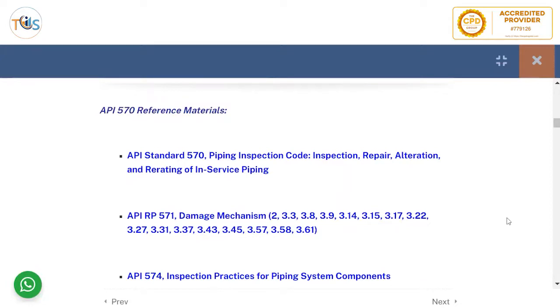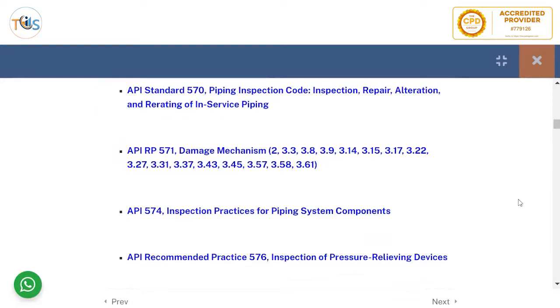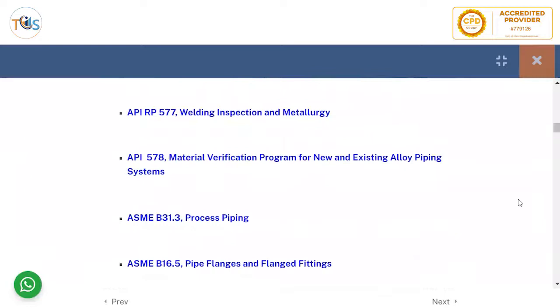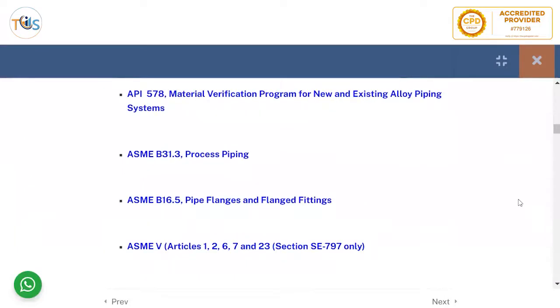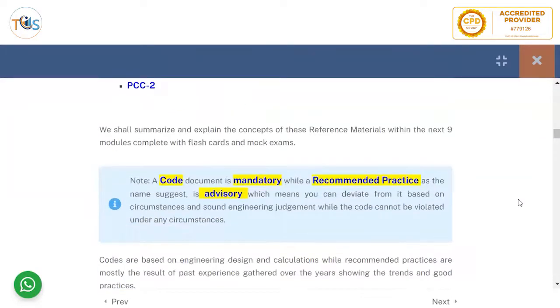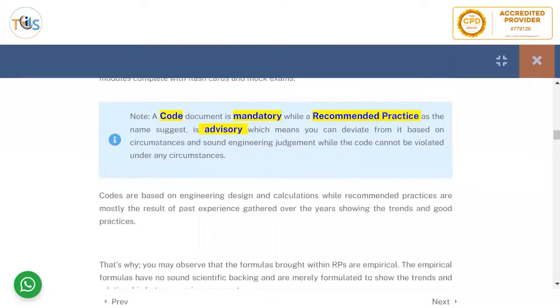API reference materials, as you can see here, you can find in the publication effectivity sheet and the body of knowledge, which shows what you need to study. As you can see here, you have like a dozen documents that you have to study, and we have summarized and explained the topics and concepts of the reference material within the next 9 modules, complete with flashcards and a mock exam.